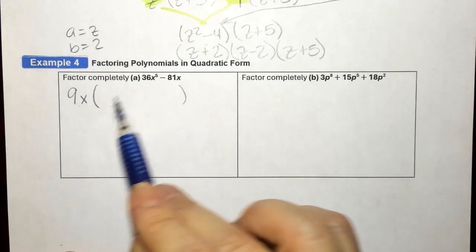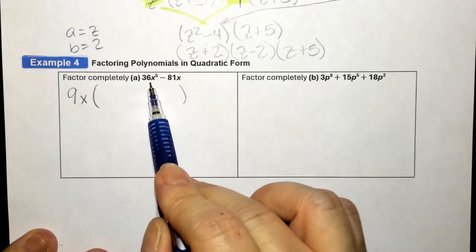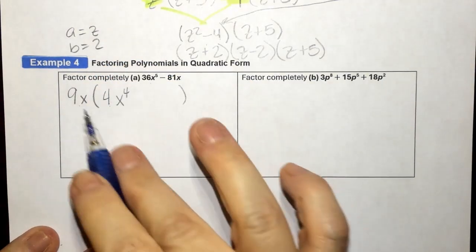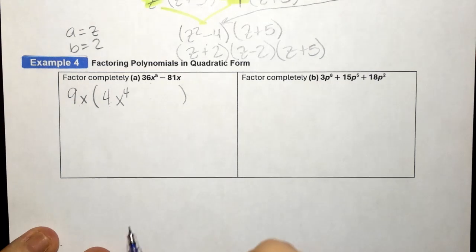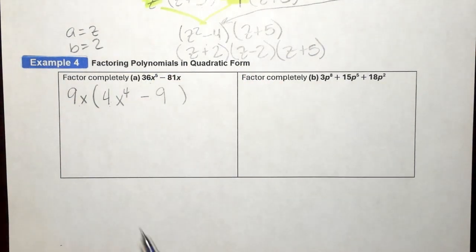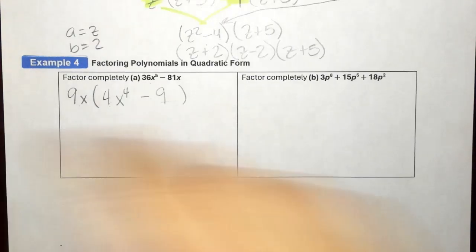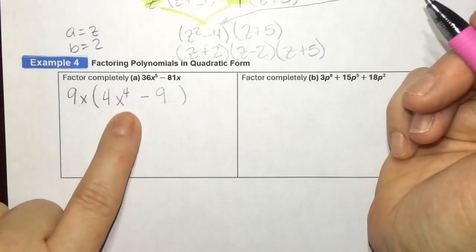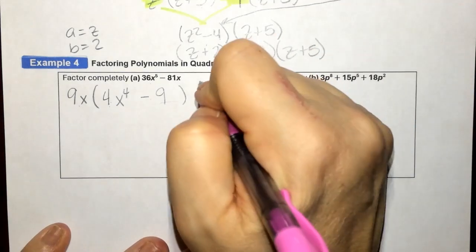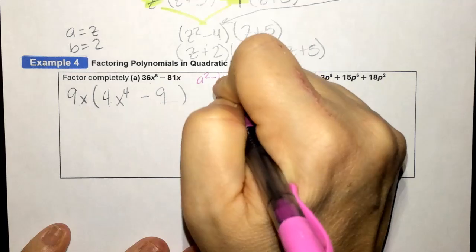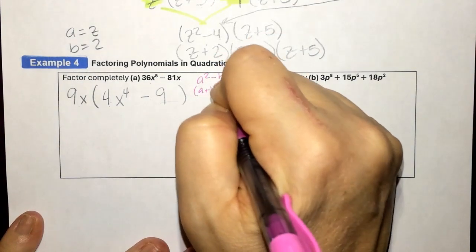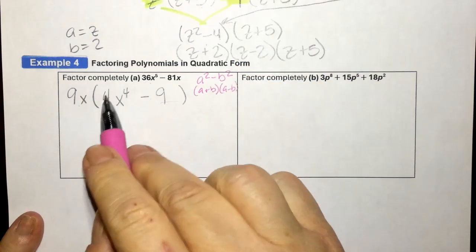So 9x times what gives us 36x to the 5th? So 4x to the 4th. Then 9x times what gives us negative 81x? Negative 9. All right, but there's a pattern here. I know, because that 4 means that we can go further. So the pattern that we're going to use is the a squared minus b squared pattern again. So that is our a plus b times a minus b. So that's what we're going to do for this one.